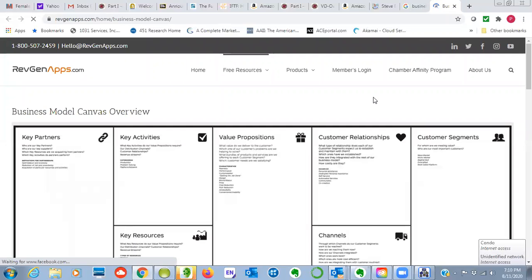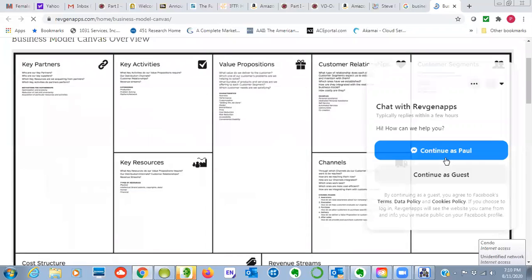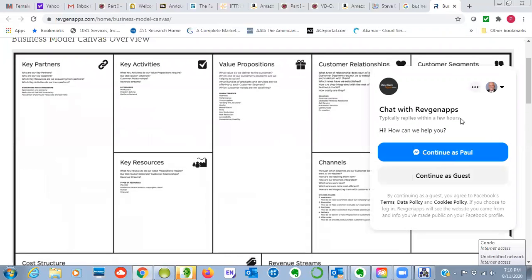Okay. So here's the business model canvas. And, you know, look at this as being a kind of a strategic planning tool in itself, right?